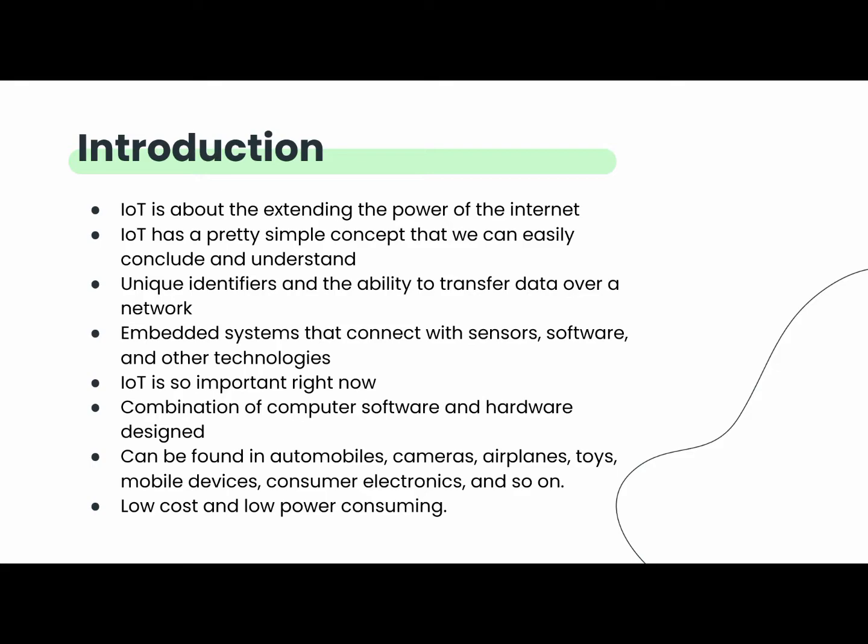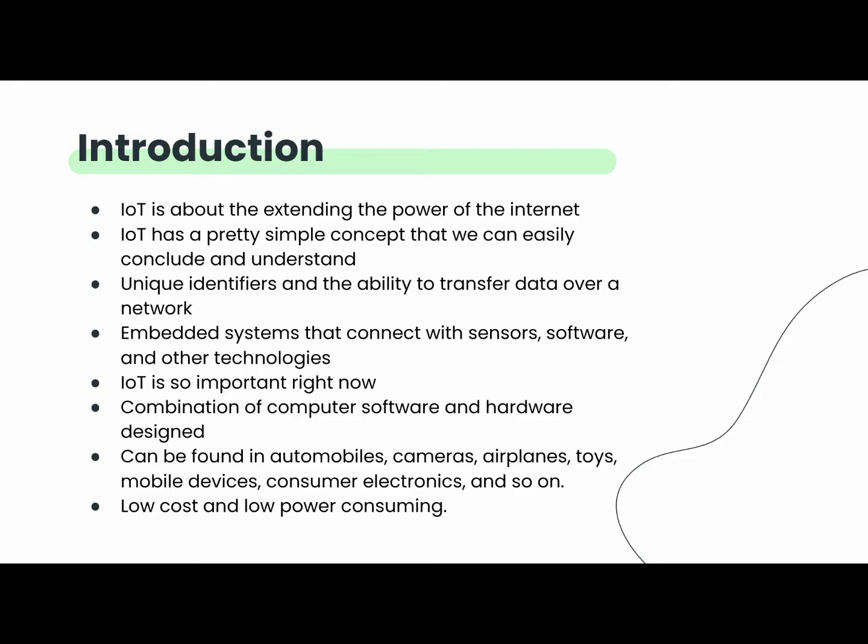It is an embedded system that connects with sensors, software, and other technologies to connect and exchange data with other devices and systems over the internet. IoT is so important right now because everything in this world needs the internet to connect. It has become one of the most important technologies of the 21st century.